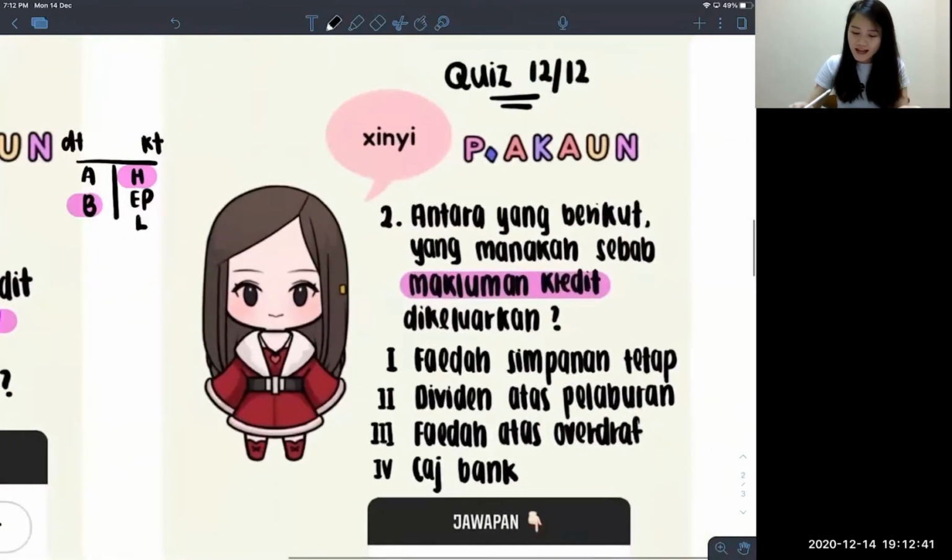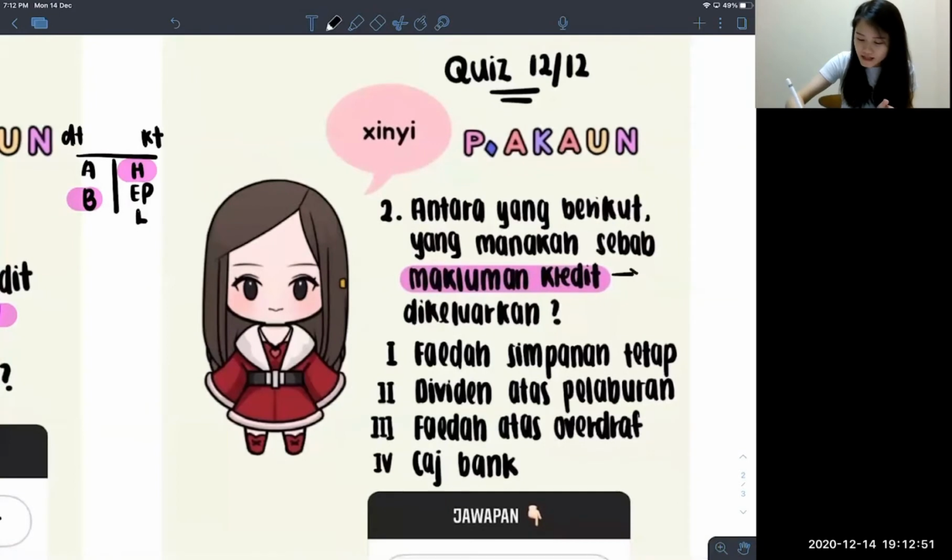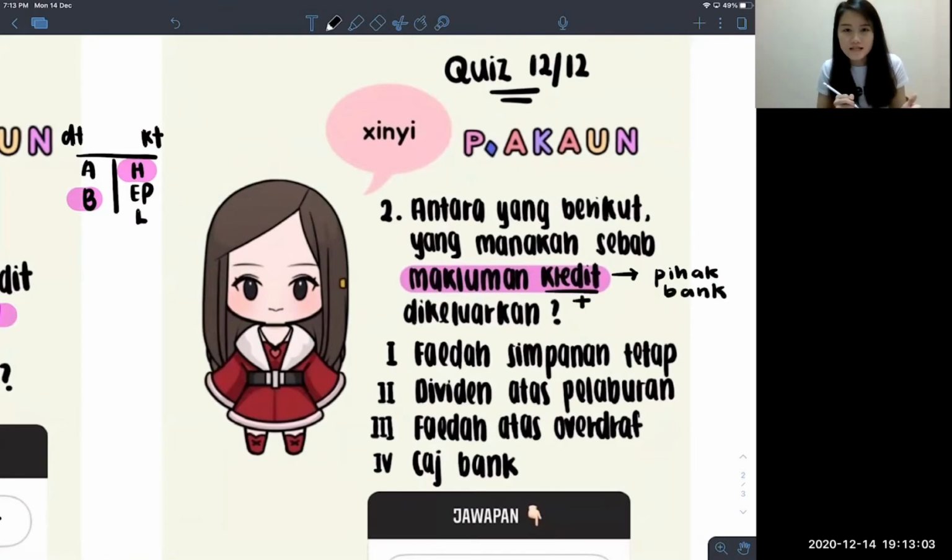Question number 2 is antara yang berikut yang manakah sebab makluman kredit dikeluarkan? So one thing you gotta understand, this document, okay? Makluman kredit is issued by pihak bank sahaja. Only pihak bank can issue this to you. And from bank's point of view, credit is actually to add on money into your bank account, which is to inform you your bank account telah dikreditkan, as in increase.